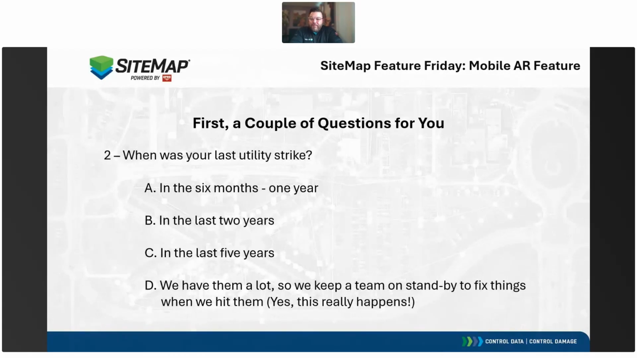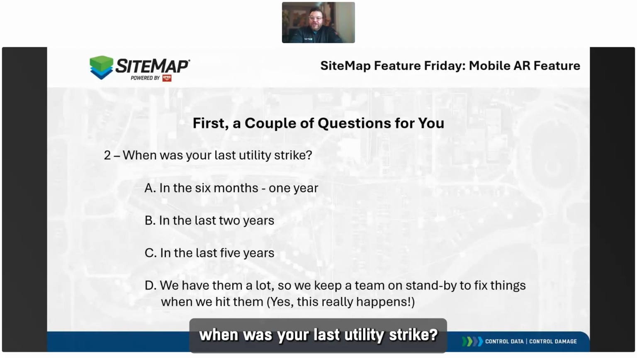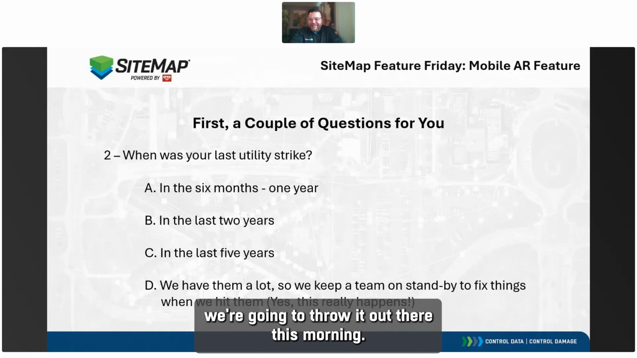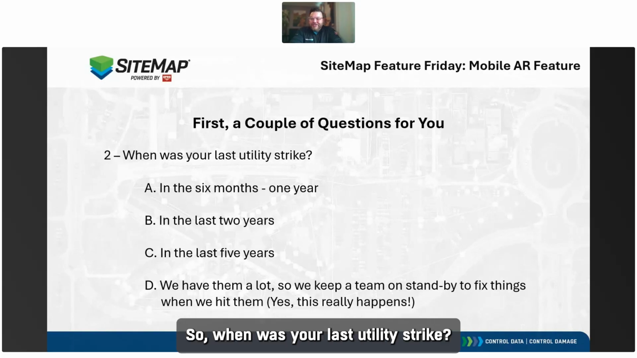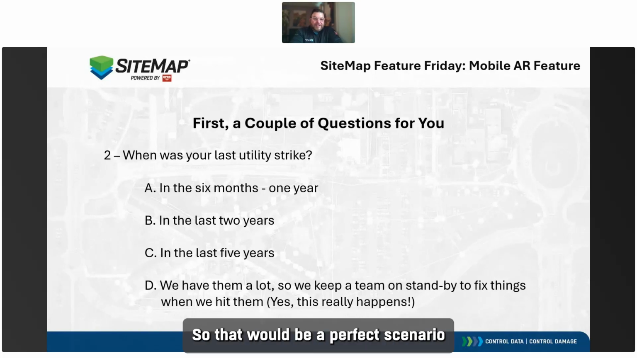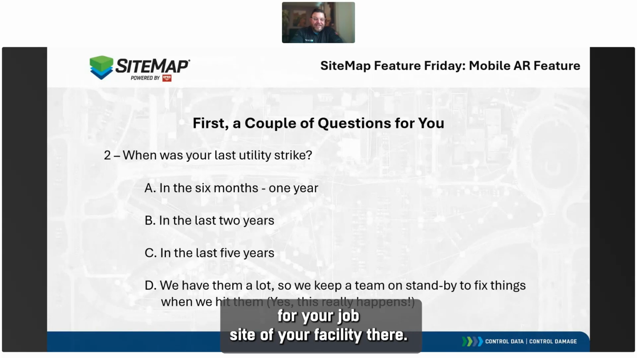Second question, when was your last utility strike? This is one we don't always like to talk about, but we're going to throw it out there this morning. So when was your last utility strike? In the last 6 months, 1 year, in the last 2 years, maybe one in the last 5 years, or maybe you don't have them at all. That would be a perfect scenario for your job site or your facility there.